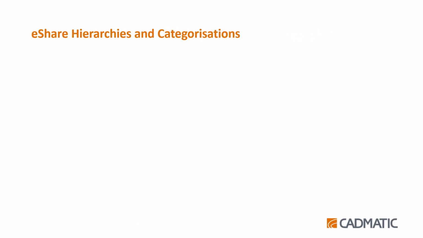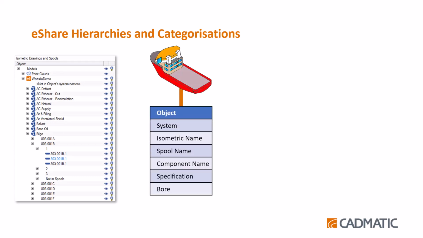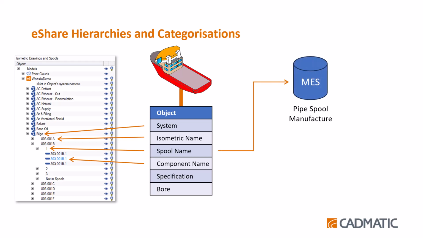Now, the hierarchies in eShare have traditionally been based on model attributes. So, for example, this rich hierarchy here might start with the system broken down by isometric name, spool name, and components, and so on and so forth. We've also been able to make single level hierarchies, categorizations from external data and internal data.